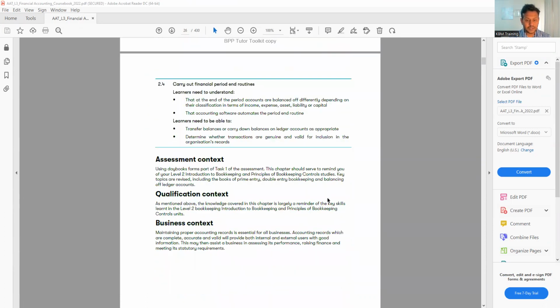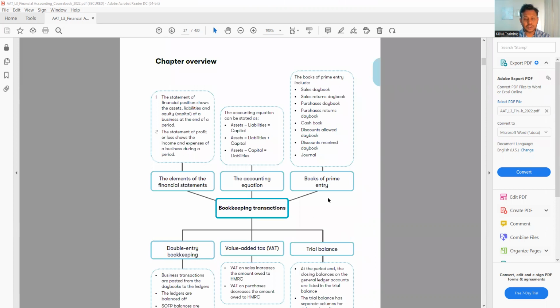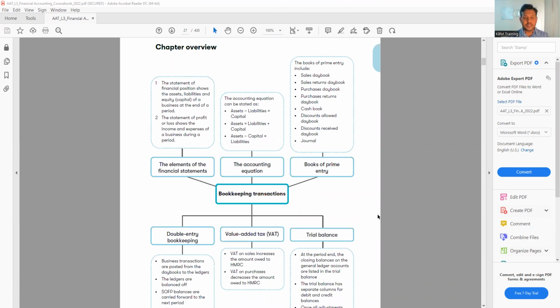So let's go to chapter number two, the chapter overview, and let's have a look at what we're going to cover from this chapter. First thing we can see here is to identify the financial position. A statement of financial position shows the asset, liability, and the equity. So on the statement of financial position, or the balance sheet, we can see the assets, the liabilities, and the equity. So you have three things: asset, liability, and equity. When you open the financial statement, we'll look at these three things there.